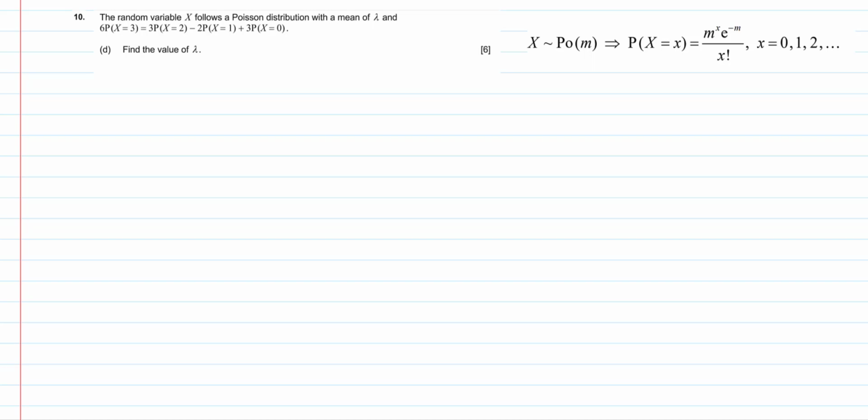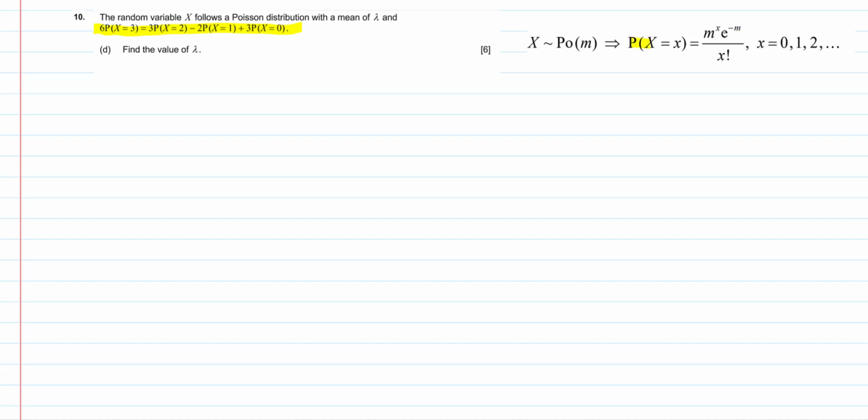Question 10d, we're given the random variable X follows a Poisson distribution with mean of lambda, and we're given this equation here, and we're asked to find the value of lambda. So as long as we know the formula in the Poisson distribution for the probability of big X equal to little x, then we can just plug that in and solve for lambda.